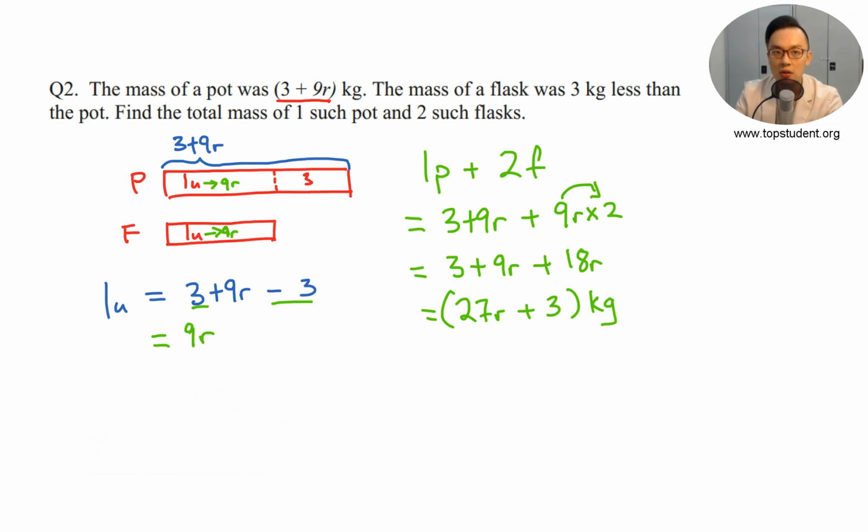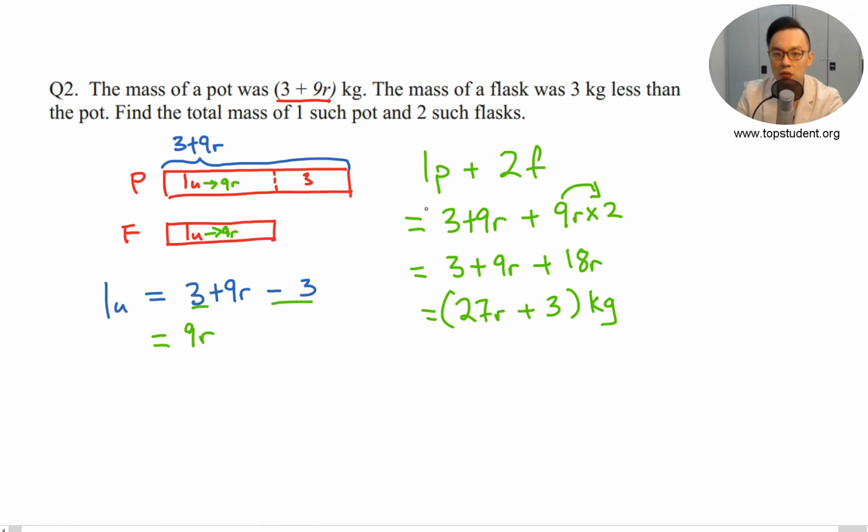Okay, so a few things to note in this question. You have to understand, draw the model out first. It will help you to understand this question. If you think this is easy and you don't need to draw it, okay? Because when the questions get more complicated, you need to have the habit of drawing out the simple model. So you have 3 plus 9r here. You need to understand that this 9r you don't touch. It's 3 minus 3, then you get 9r, and that's your 1u.